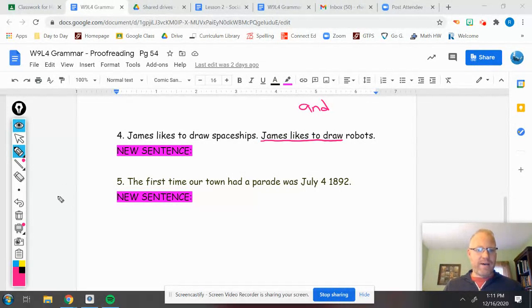The first time our town had a parade was July 4th, 1892. Think of where the break came in, and that's where a comma goes. The first time our town had a parade was July 4th, 1892. The break happens in the date, and it's after the date and before the year. So between the day and year is when you put in the comma.